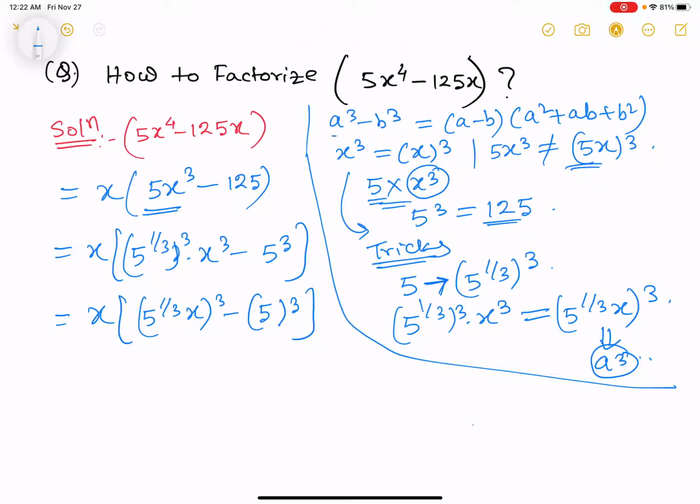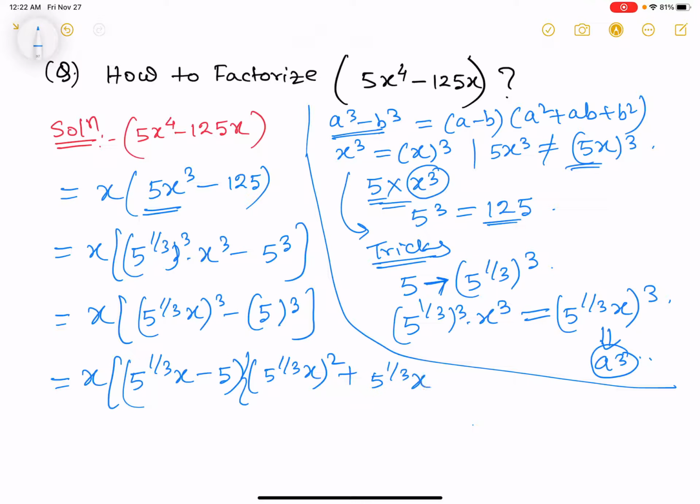So after that we apply the a cube minus b cube algebraic identity, which is (a minus b) into (a square plus ab plus b square). So here we apply in our given expression. So a minus b, where a is 5 to the power 1/3 into x, minus b, which is 5. Then a minus b into a square, which is (5 to the power 1/3 into x) whole square, plus ab, which is 5 to the power 1/3 into x, and b is 5, plus b square, which is 5 square.